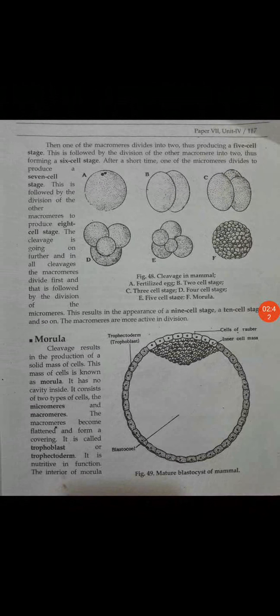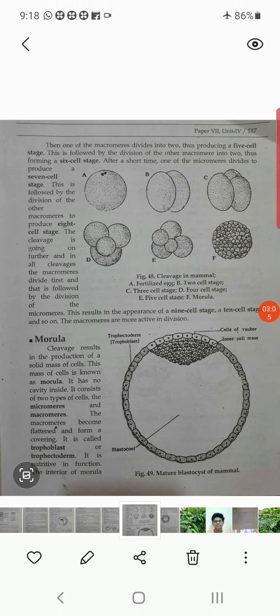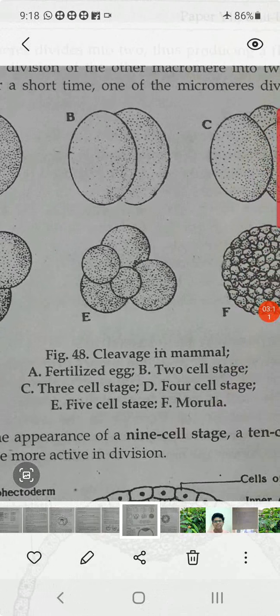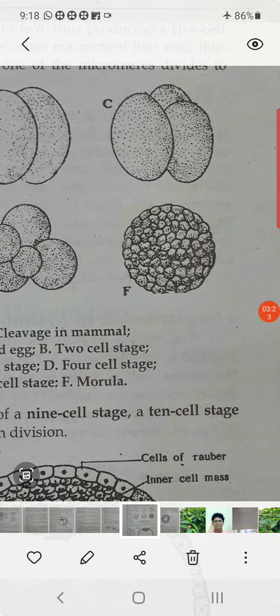So we get a bunch of cells here, and during this division two types of cells are formed. The smaller one is called micromere and the larger one is called macromere. Then the macromeres divide into two, thus producing the 5 cell stage, and this is followed by division of another macromere into two, thus forming the 6 cell stage. So here, see, smaller cells and bigger cells. E is the 5 cell stage and F is the morula. F is the morula, a bunch of cells.